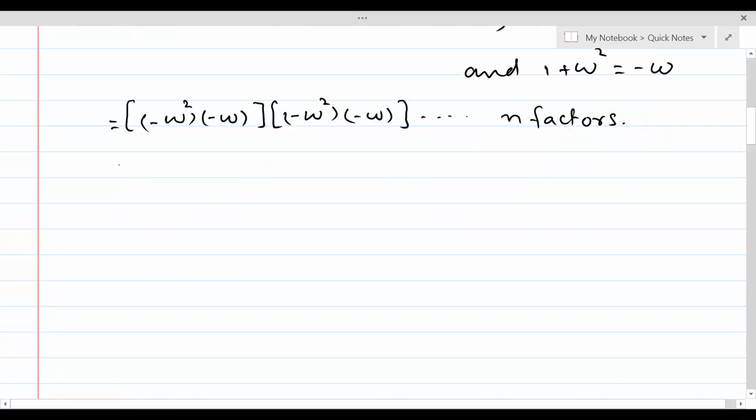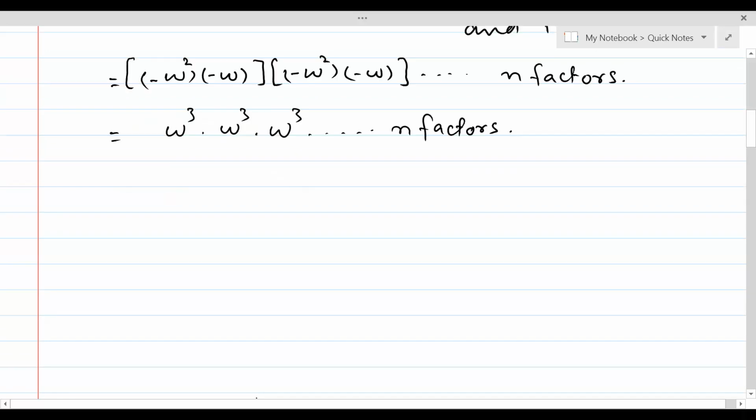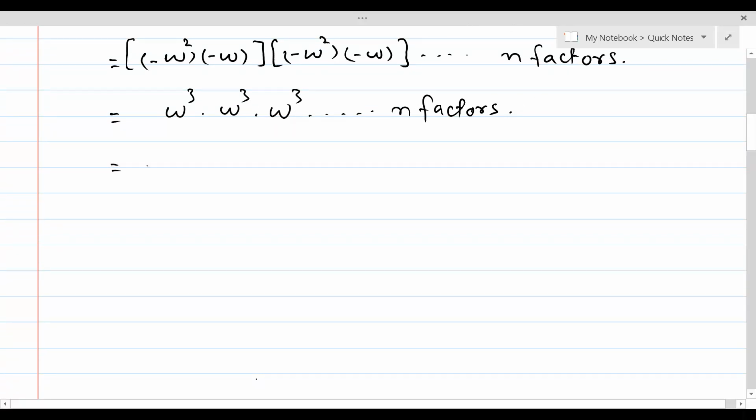This means this is equal to omega cube times omega cube times omega cube, and so on up to n factors. And if we substitute values, 1 times 1 times 1 and so on, n times, we have the answer equal to 1. So this is it for question number 1.